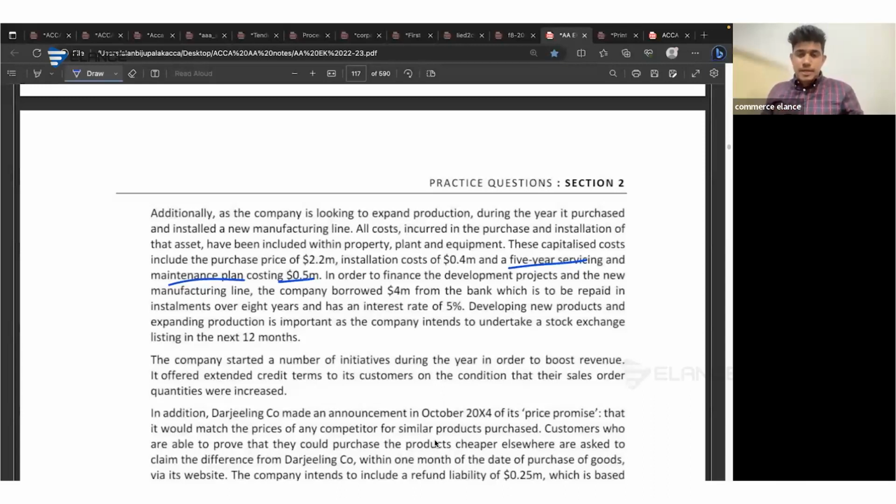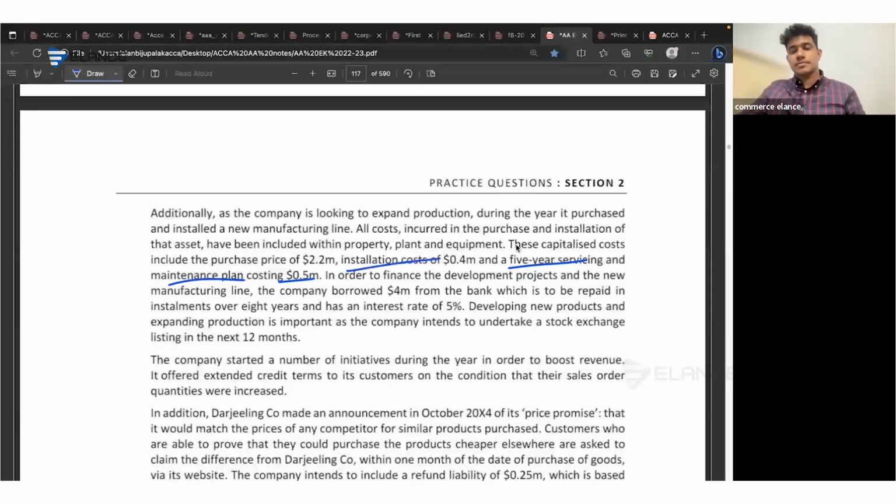We'll discuss with the management about the mistake in relation to the capitalization of expenses, and we will request them to pass adjustment entries by removing the amount of 0.5 million from the value of the asset and including the same amount as part of the company's revenue expenditures. Clear? Is it clear, everyone? Yes, sir. Yeah. What else?